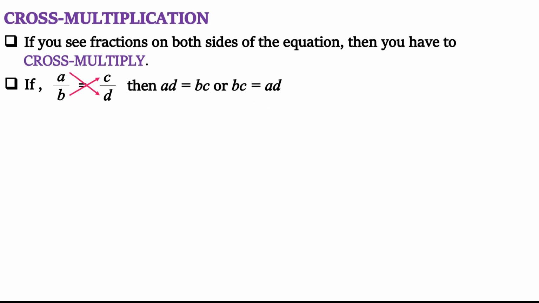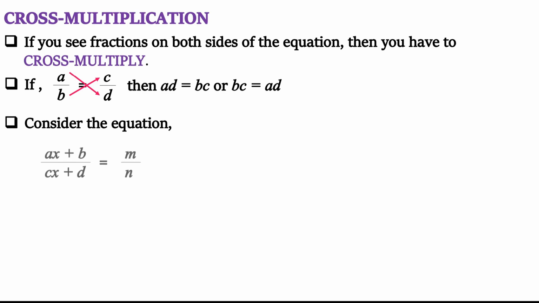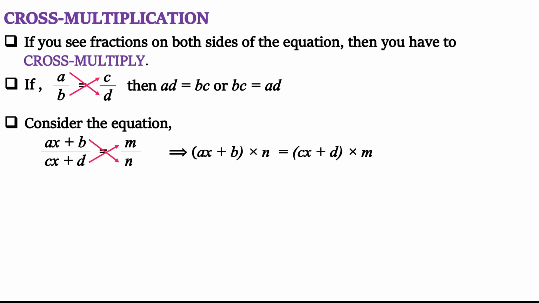You can write either way, ad is equal to bc or bc is equal to ad. It doesn't make any difference. Now let us take some heavier expressions like this: ax plus b upon cx plus d is equal to m upon n. Here also we will follow cross multiplication. That means ax plus b will be multiplied with n, and cx plus d will be multiplied with m. Can you see the cross? Yes. So the next step will be ax plus b closed in a bracket.